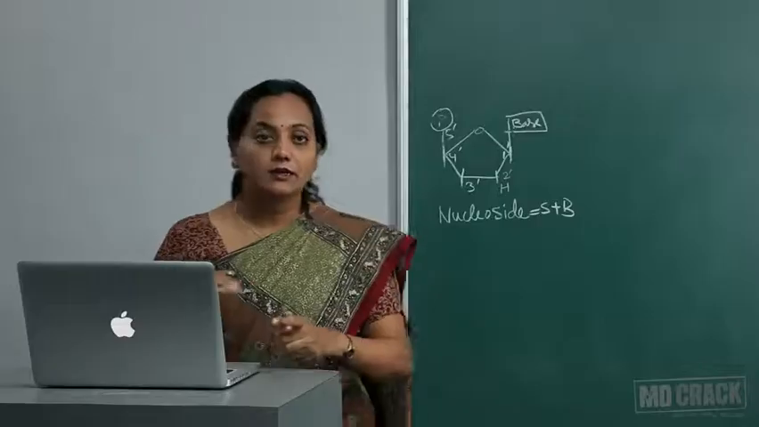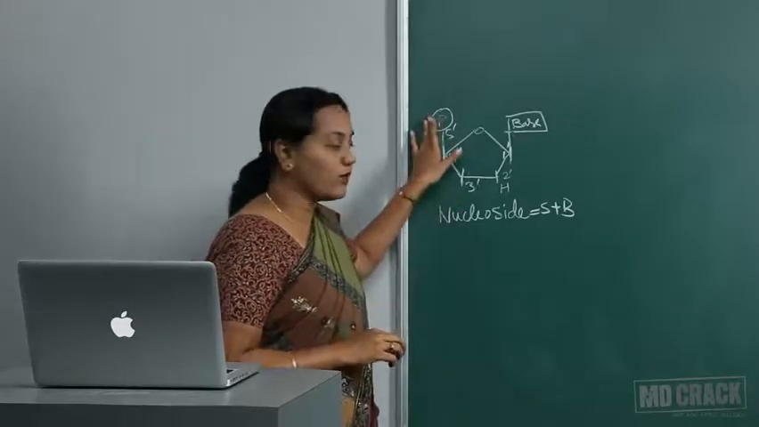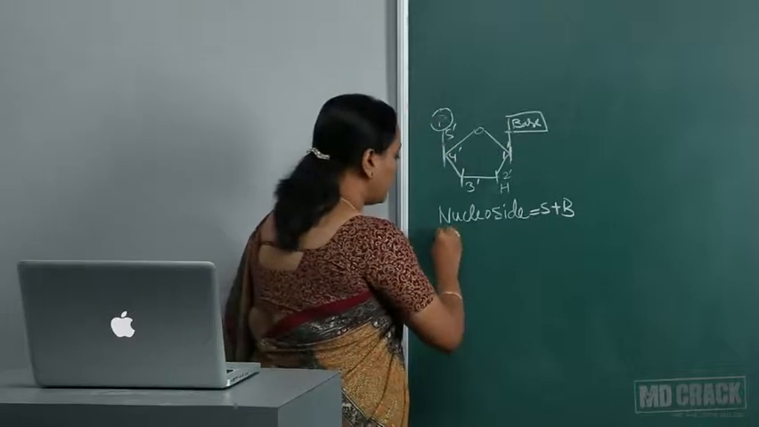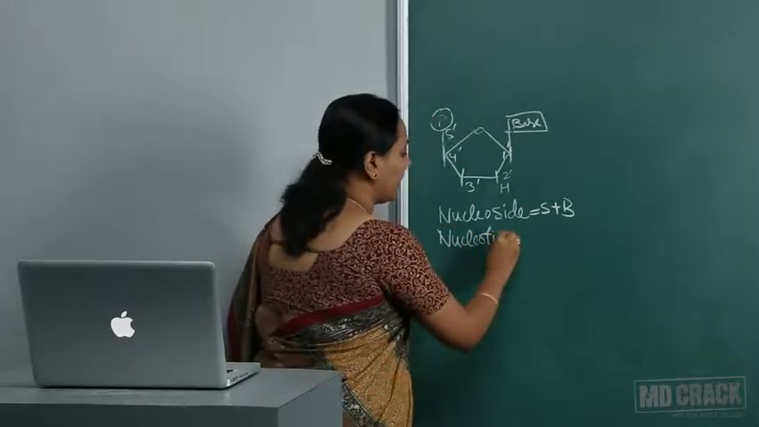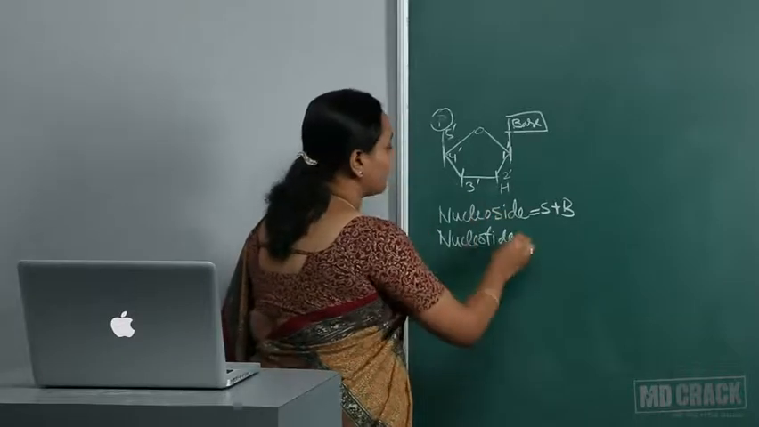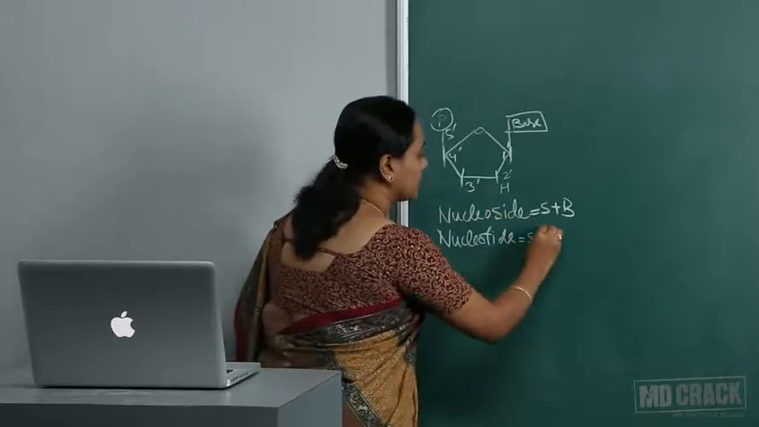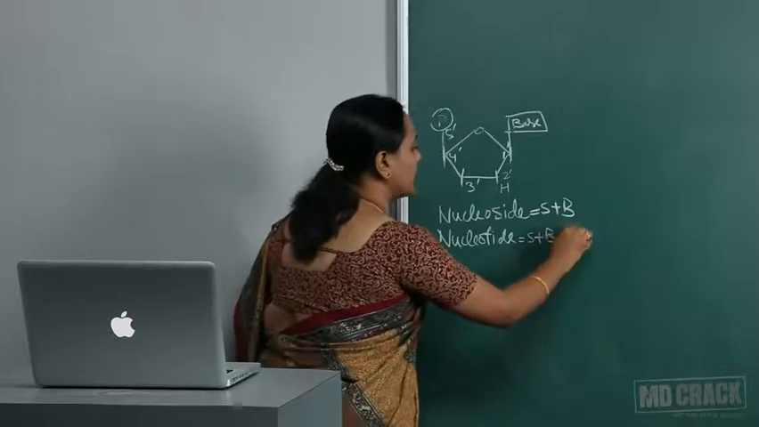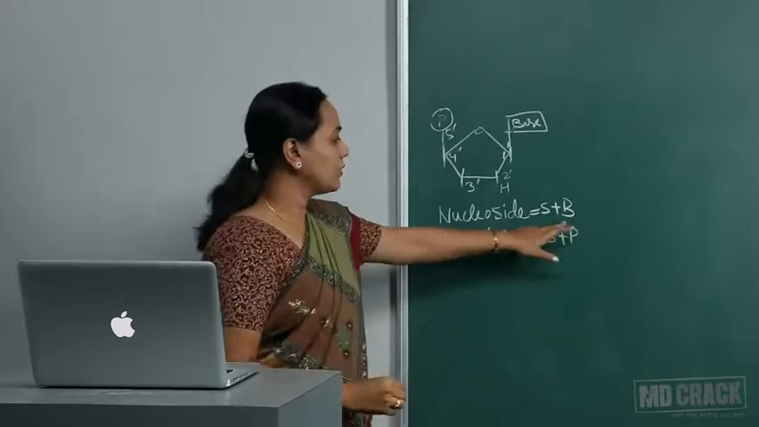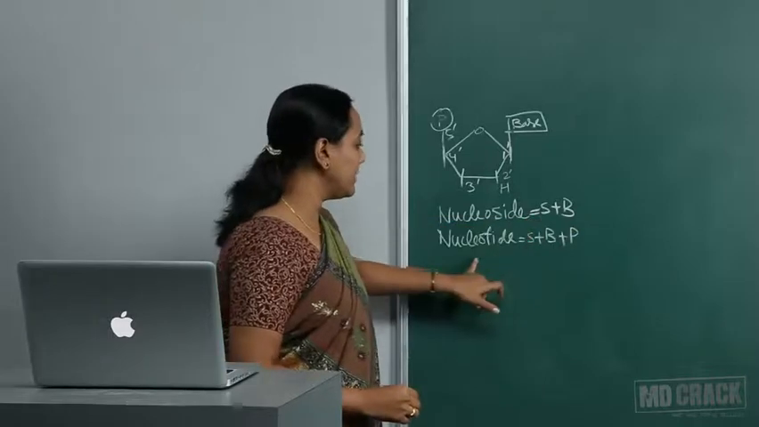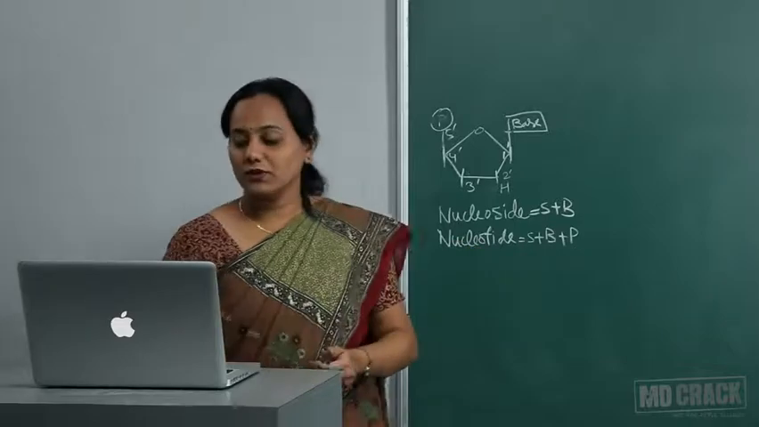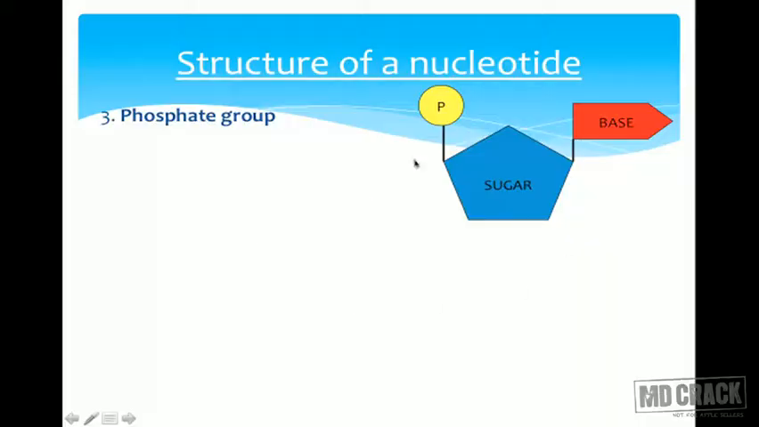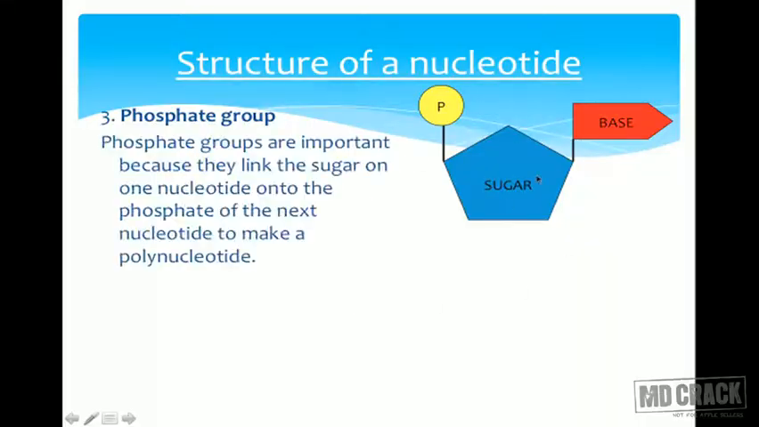So let us go further with the structure of the nucleotide. The third group, I said, has to be a phosphate group. So a nucleotide is nucleoside plus phosphate. So it is sugar plus base plus phosphate that is a nucleotide. Sugar plus base only is a nucleoside. A nucleotide is sugar plus base plus phosphate. So when it gets a phosphate group, it becomes a nucleotide.